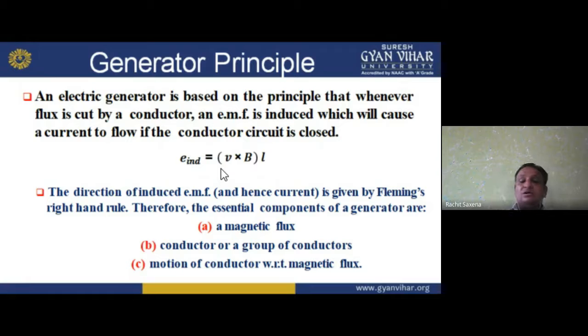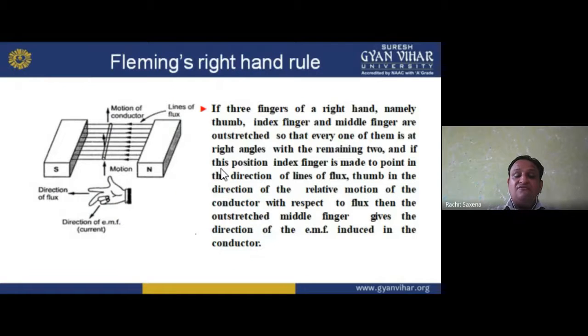The essential components of a generator are: first, the magnetic flux; second, a group of conductors, that is the armature conductors; and third, motion of the conductor with respect to the magnetic flux, meaning the flux lines and the armature. Three things are very important: the magnetic flux phi, a conductor or group of conductors, and the motion of the conductor with respect to the magnetic flux.